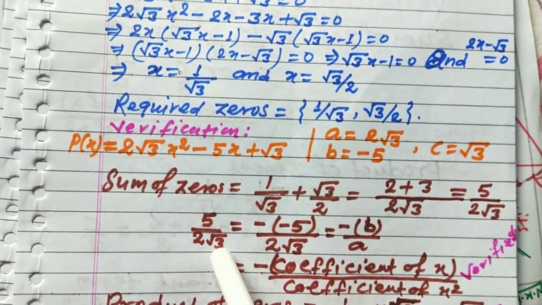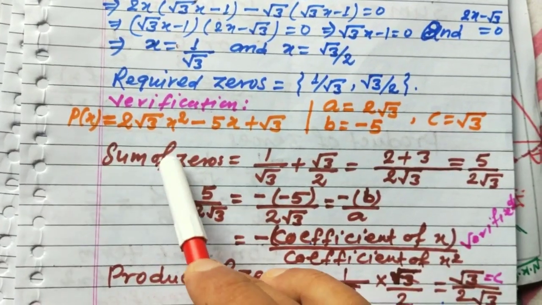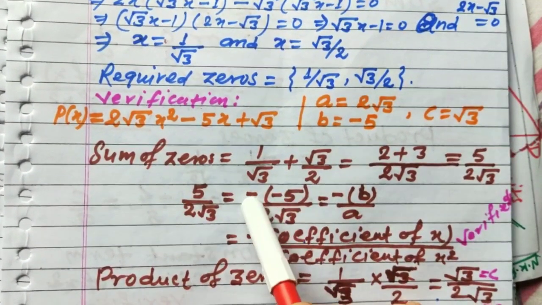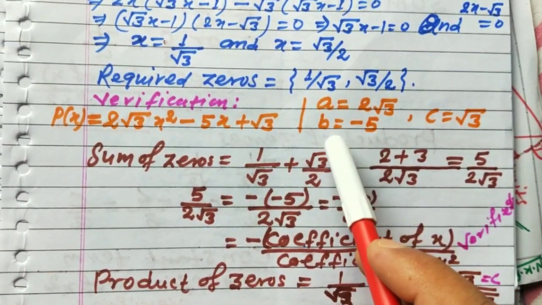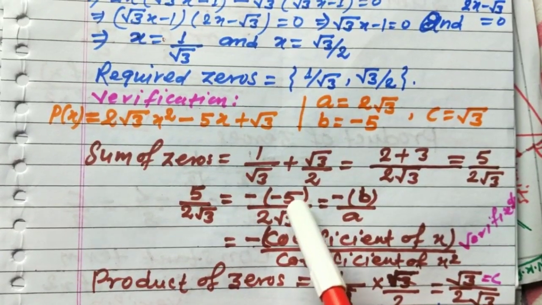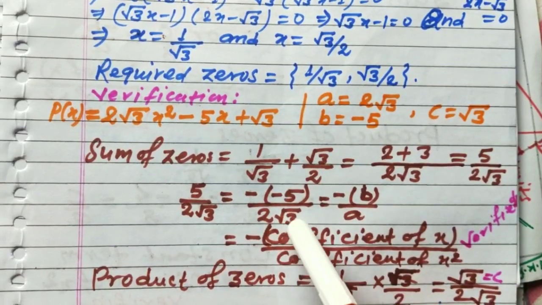That is 5 by 2√3. Now we know that the sum of zeros should be equal to minus b by a. So put the value of b in the formula. What is b? b is equal to -5 and a is equal to 2√3.